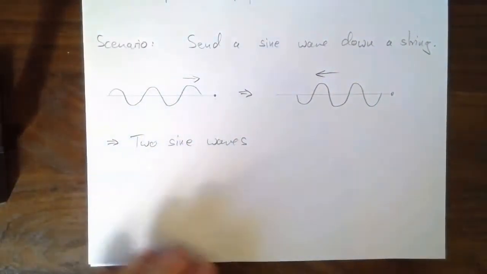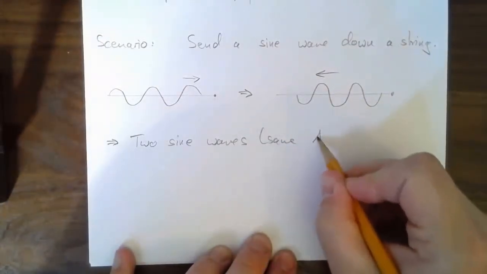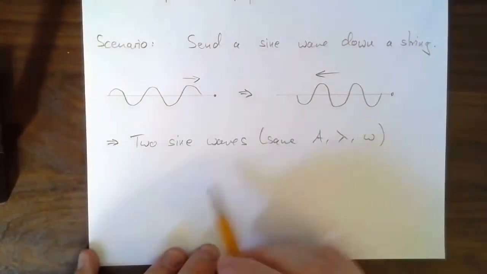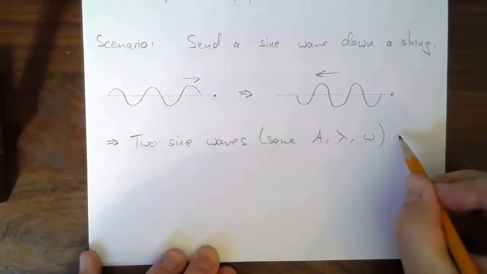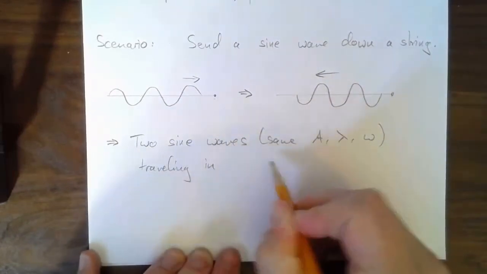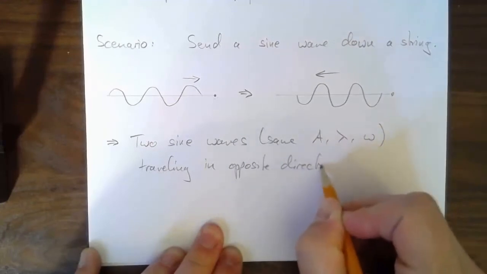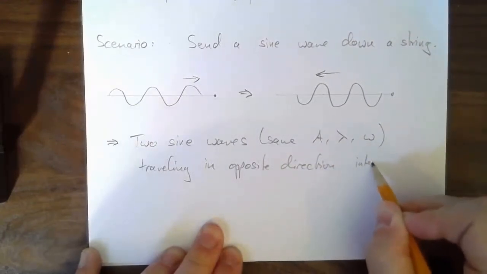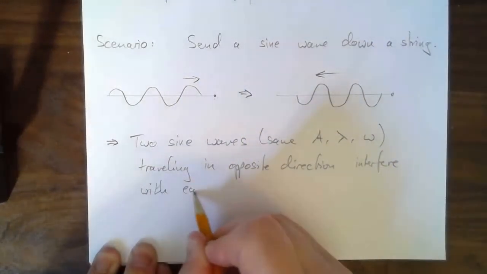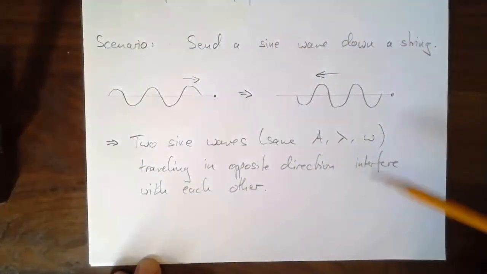And they're identical. Identical in magnitude and wavelength. So same A, lambda, omega, right? All those values are the same. Traveling in opposite direction. They interfere with each other. Alright, so we're going to figure out what happens, right?